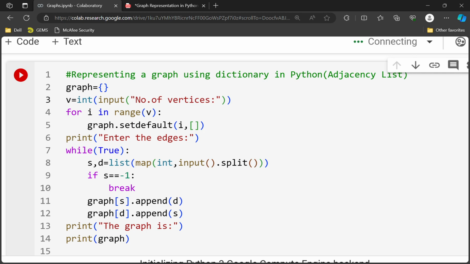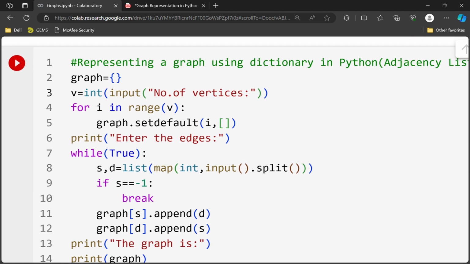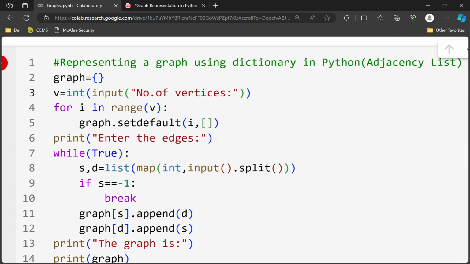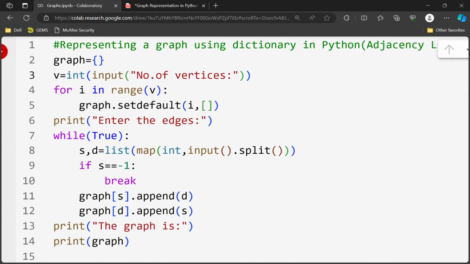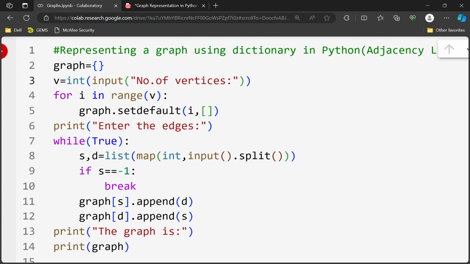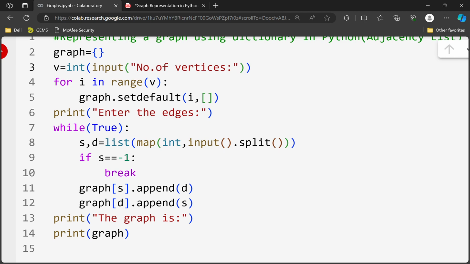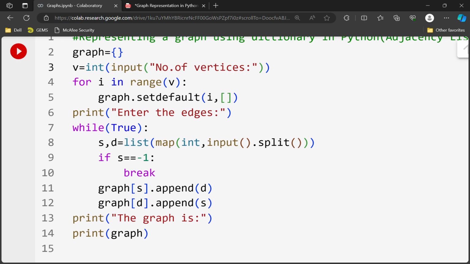Hi everyone. This is a continuation of the previous video on representing a graph using a dictionary in Python. This is the code I have written using Google Colab, and as I explained in my earlier video, we will read the number of vertices, number of edges and so on. I have considered the graph discussed in the previous video, and I will demonstrate how this can be done.